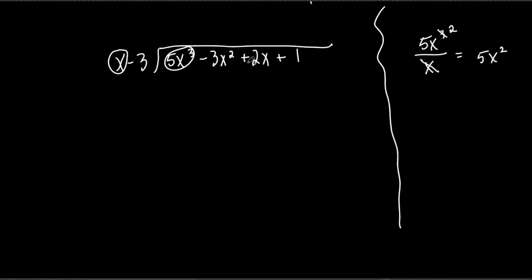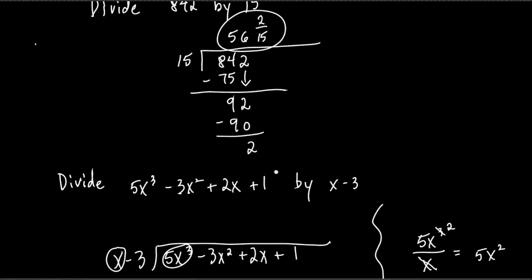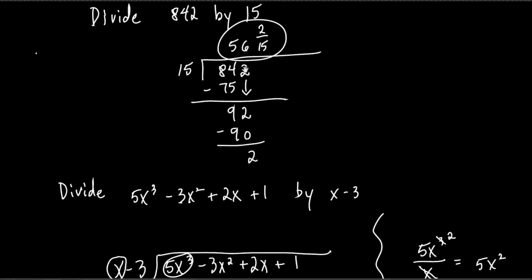No, we got a long ways to go. But that's how many times x divides into 5x cubed. Just like, I'll keep referring back to this. Remember, I said this is our model problem. Just like I said, how many times does 15 go into 84? It goes 5 times, right? Now, what did we do with that 5? I stuck it where?